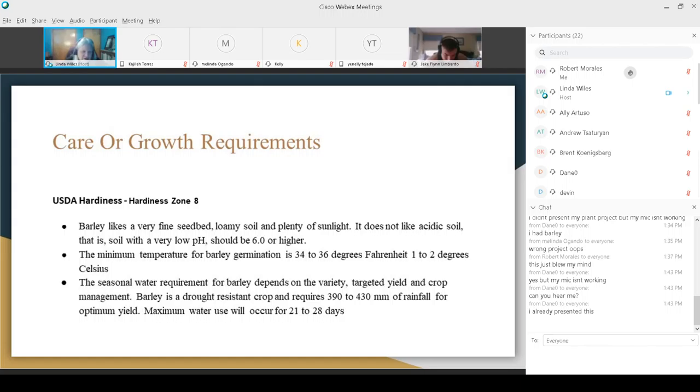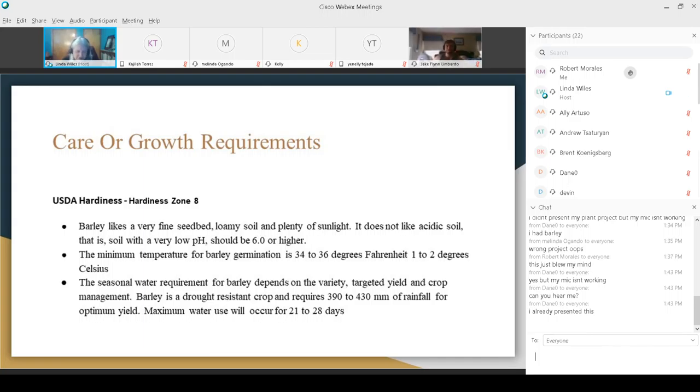So here are your care and growth requirements. Again, your hardiness zone is 8. So I can't grow it here in Pennsylvania. You can't grow it there in New Jersey. But if you were down in South Carolina, Georgia, you could grow it. Hardiness zone doesn't matter if you're growing it indoors, but matters if you have it outdoors.